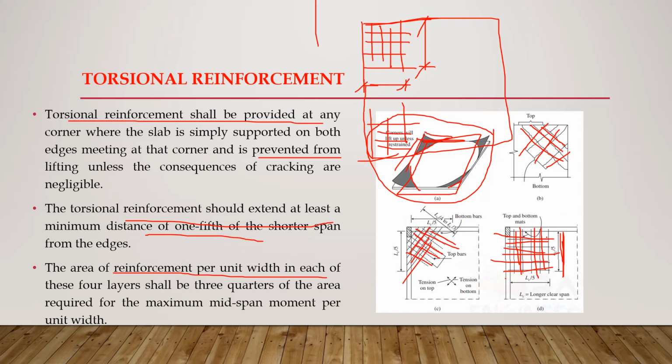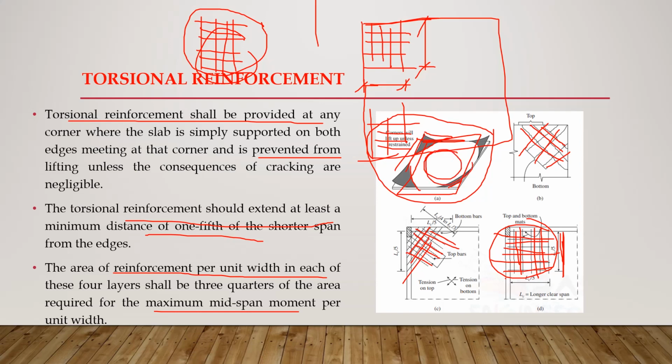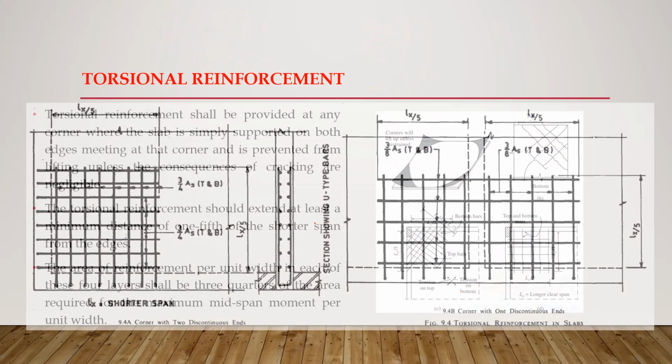Why 4 layers? Because torsional reinforcement will be provided in horizontal and vertical directions. So this is 2 layers. One set of 2 layers will be placed at the bottom and one set of 2 layers will be placed at the top. So there will be 4 layers. And the area of each of these 4 layers shall be 3/4 of the area required for the maximum mid-span moment. So the area of this torsional reinforcement is based on the reinforcement at our mid-span, and it should be 3/4 of the reinforcement required for the mid-span moment. So this is about torsional reinforcement.